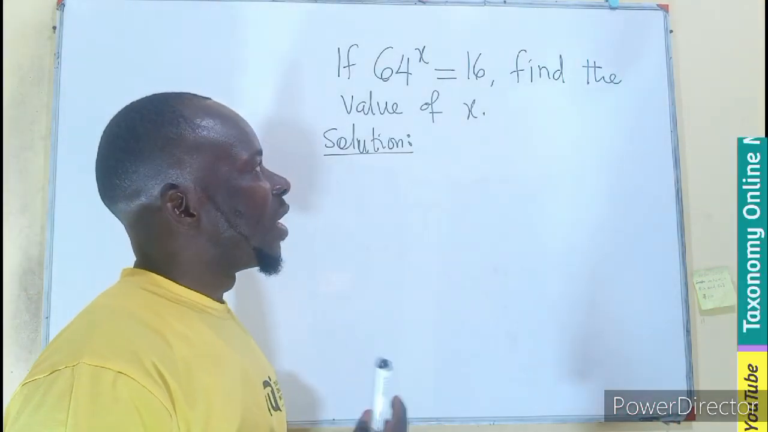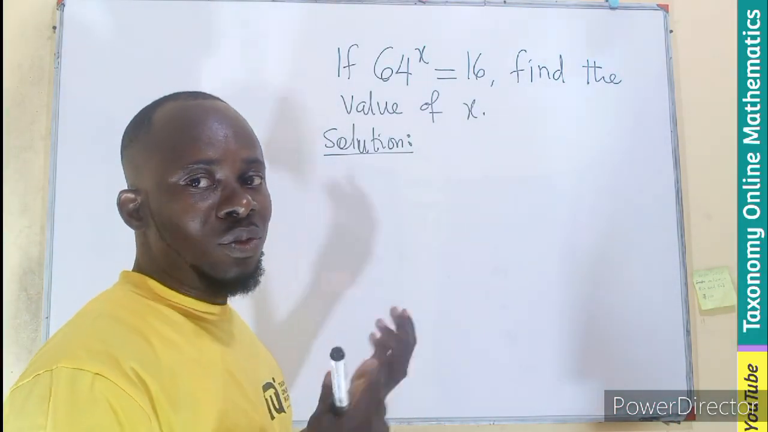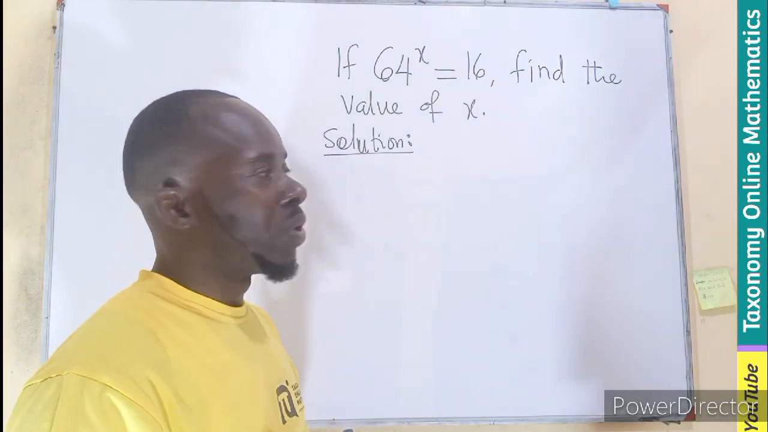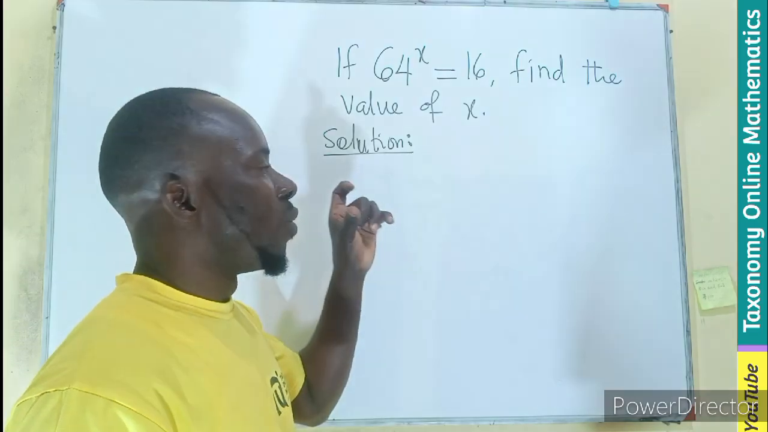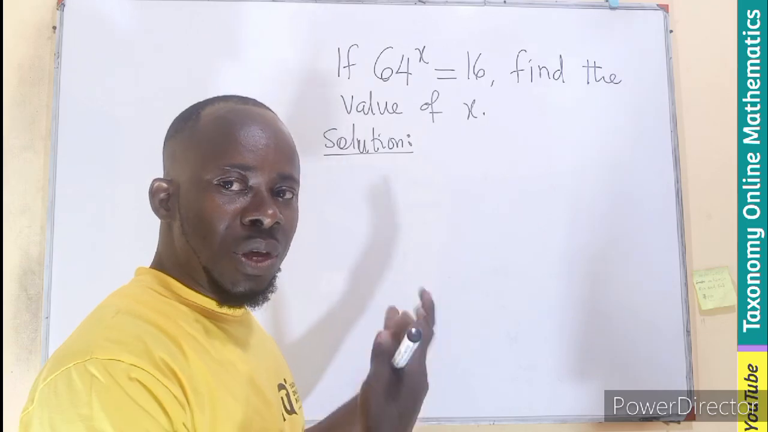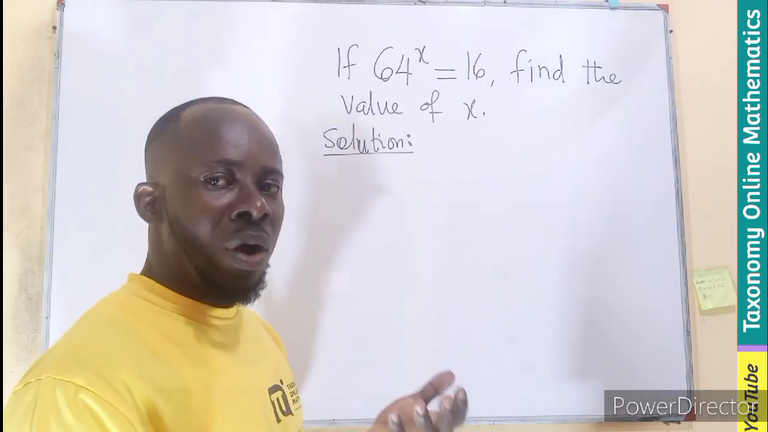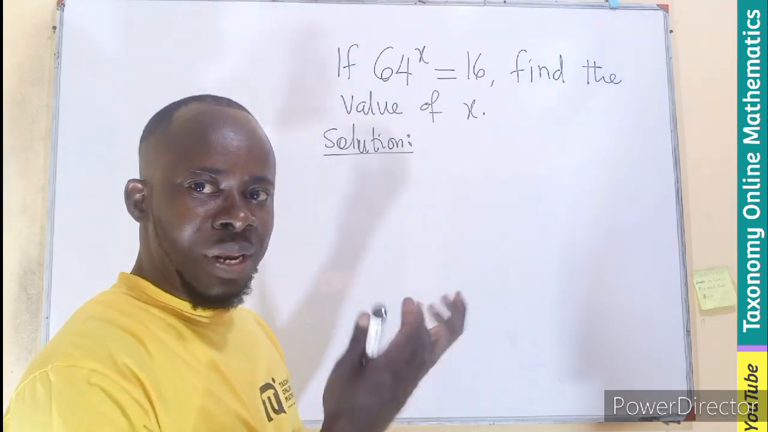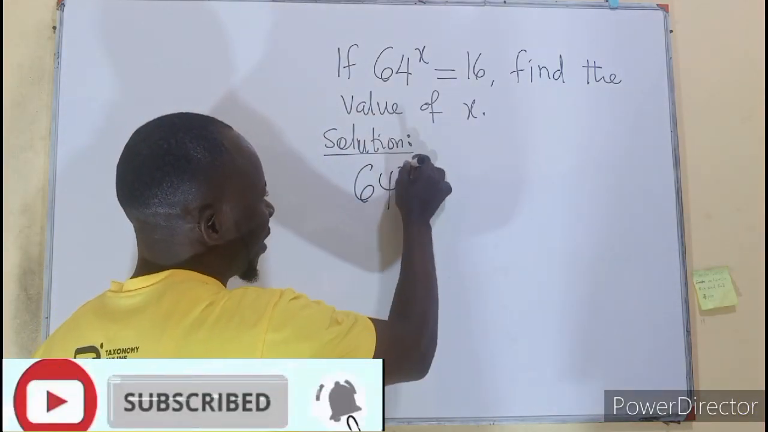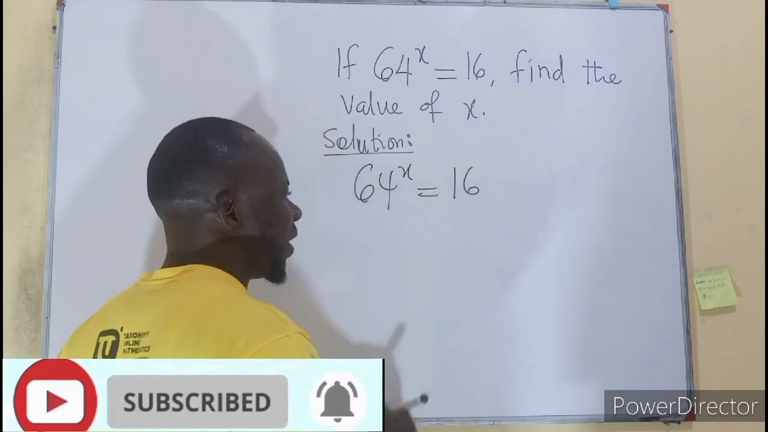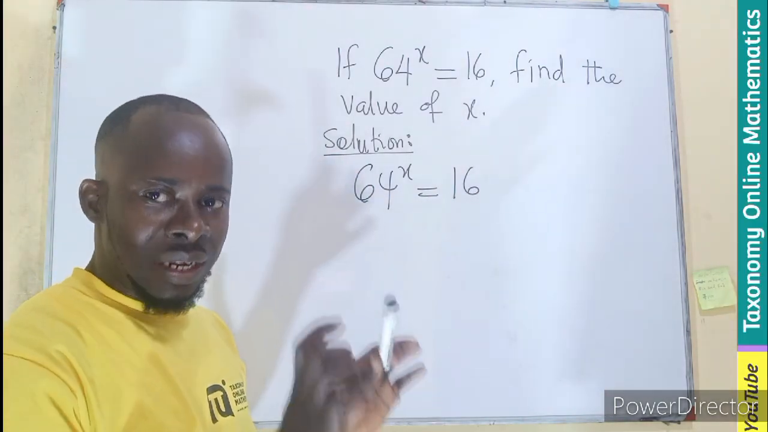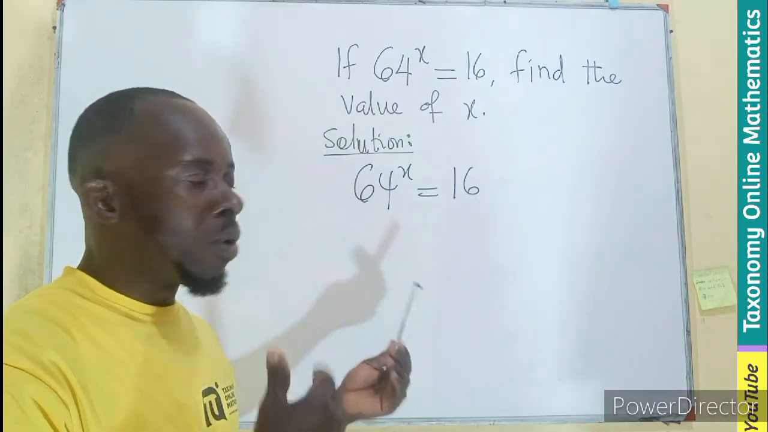Here, this is an exponential equation. So we try to make sure whatever is on the left side of the equal sign equals what is on the right side of the equal sign. So we are going to write an expression which has equal base and equal exponent. That is the meaning of the equal sign. So this 64 exponent x equal to 16 can be written to have equal base and equal exponent, to have the equilibrium on both sides.